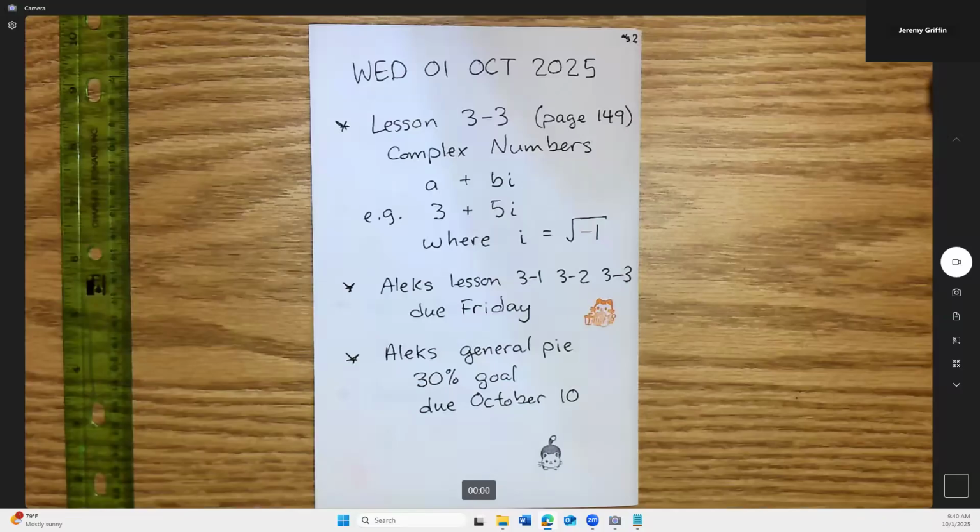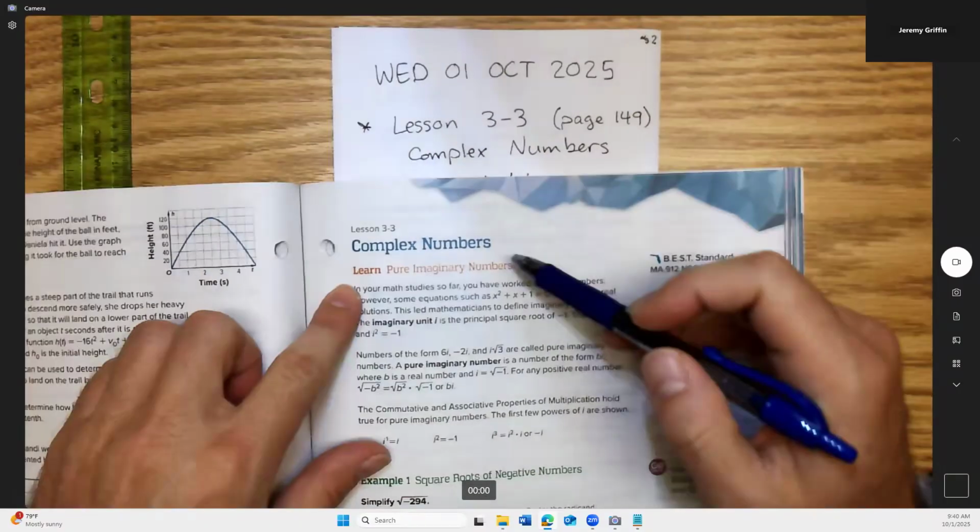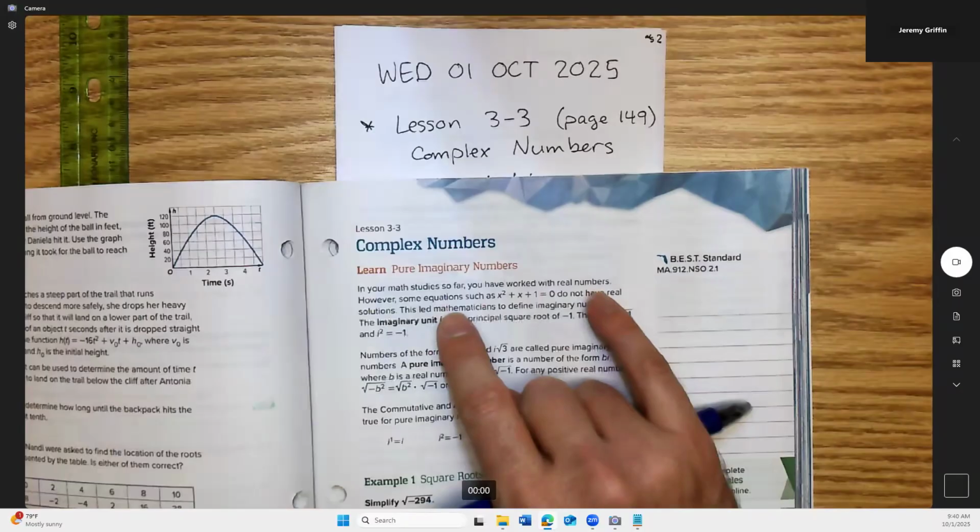Recording's rolling. It is Wednesday, October 1st. We're on lesson 3.3 on page 149. This is complex numbers. And so now we're getting into imaginary numbers.